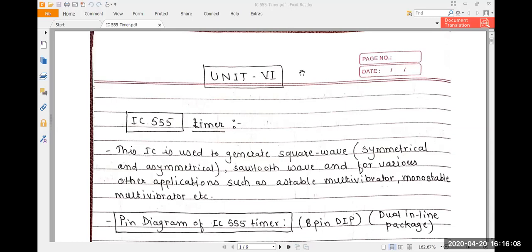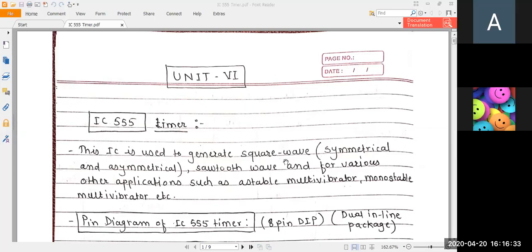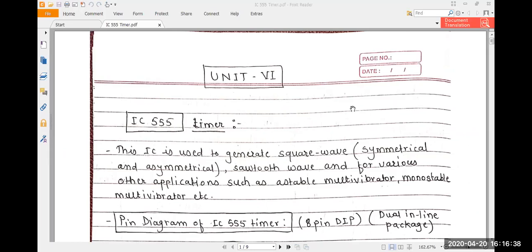Okay, so the first IC which is mentioned in our syllabus is IC 555 timer IC. Now, first of all, we'll understand what exactly this IC is and for what purpose we are going to use this IC. Now, this IC is basically used to generate a square wave, which can be a symmetrical square wave or asymmetrical square wave.